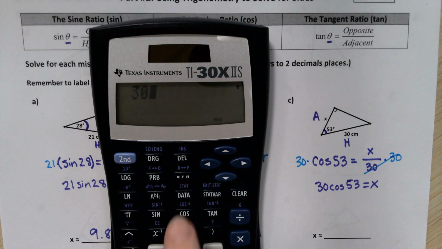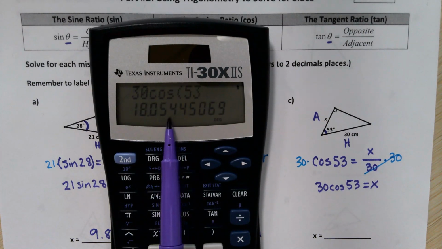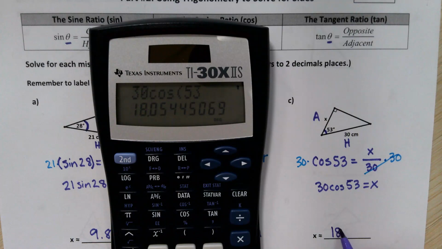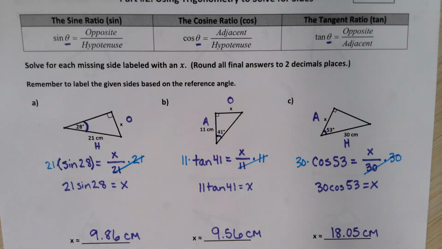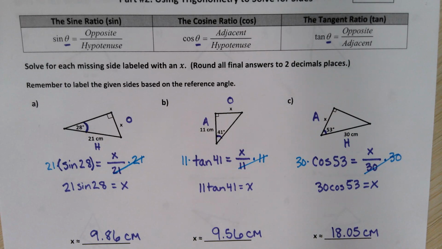So we've got 30 cosine 53. We're going to look at that third digit again. This time that's a 4. So that tells me I do not round up. 18.05 will be my answer, rounded to 2 decimal places with our centimeter units attached. All right, onward we go.